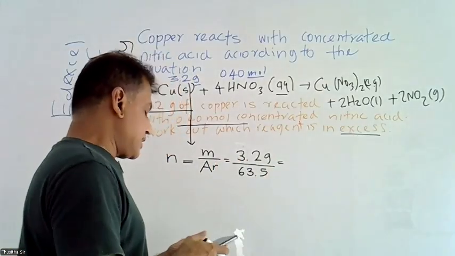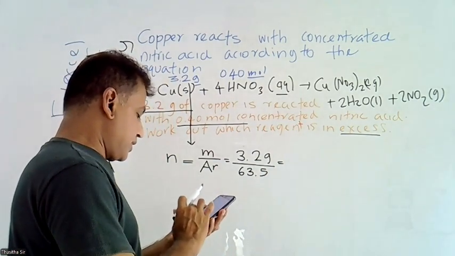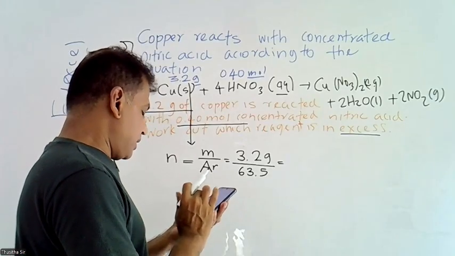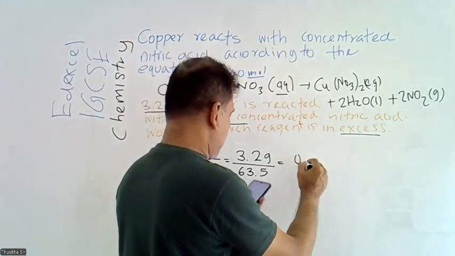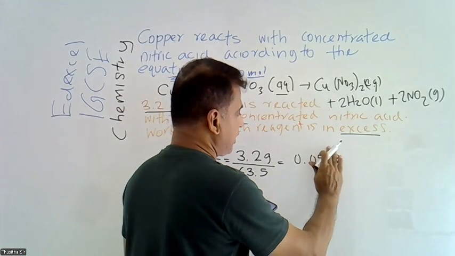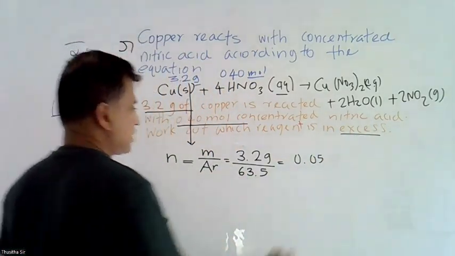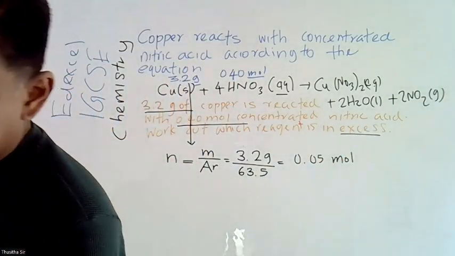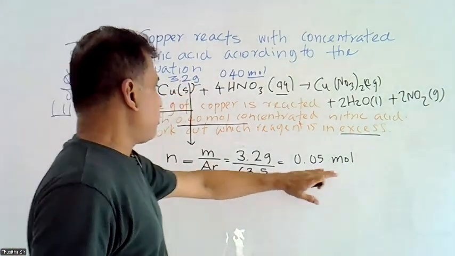Next I'm going to calculate this. 3.2 gram divided by 63.5. I get 0.0503. I round it to 2 decimal places, 0.05 mole. So that's a very simple calculation, converting gram to mole.